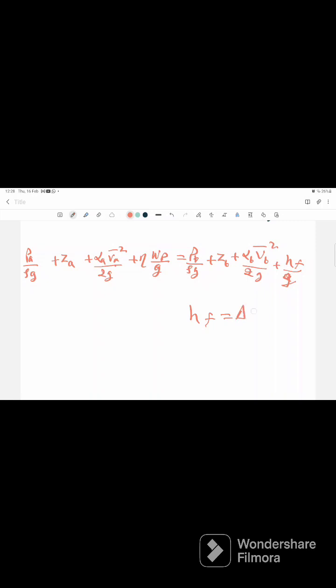Again write it, PA by rho G plus ZA plus alpha A V square by 2G, this is A, WP by G to PB by rho G plus ZB plus alpha B VB square by 2G plus HF by G. HF by G is HF alone is delta P by rho, this whole term in meter is equal to meter.